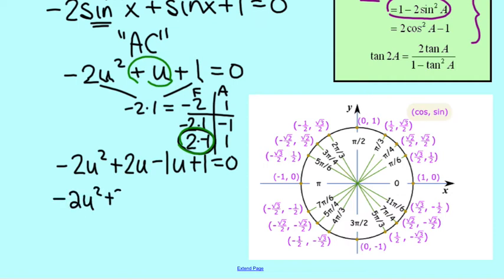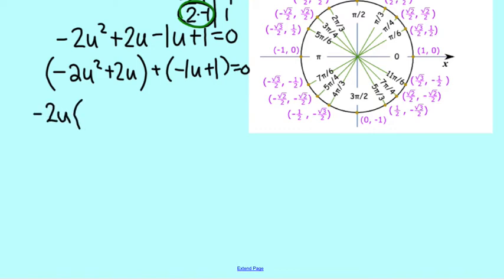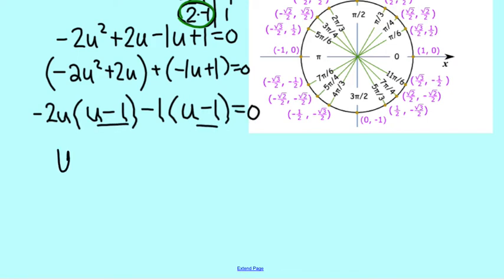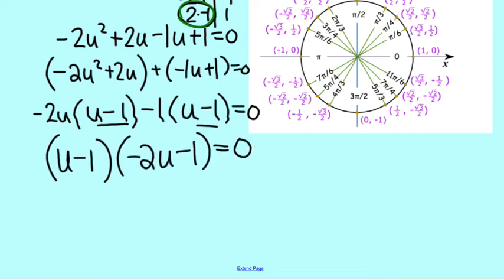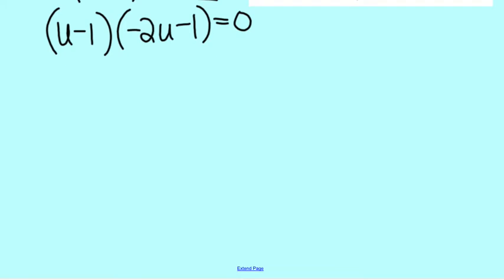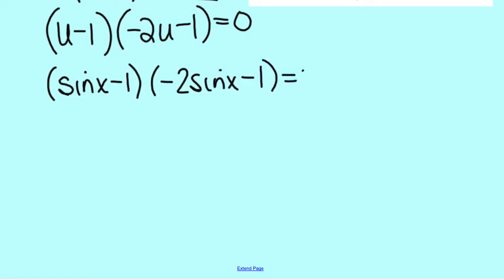So I'm going to group the first 2 terms and the last 2 terms, and we're going to pull out the GCFs. The GCF of the first group is negative 2u. I'm left with u minus 1. In the second group, I can take out a negative 1. I'm left with u minus 1. Our parentheses must be the same, which they are, so that's my new GCF. And then my leftovers are the things in front: negative 2u minus 1 times u minus 1 equals 0. So what we've done is we've factored this equation with u's. So I'm going to replace those u's back with what they represent. The u represents the sine of x. Now we have it factored.